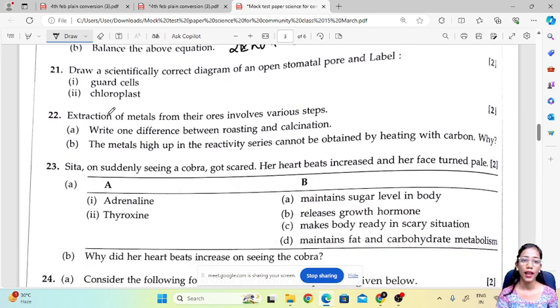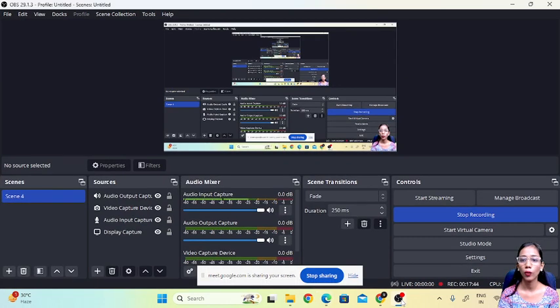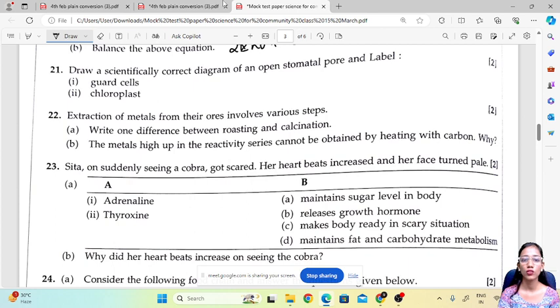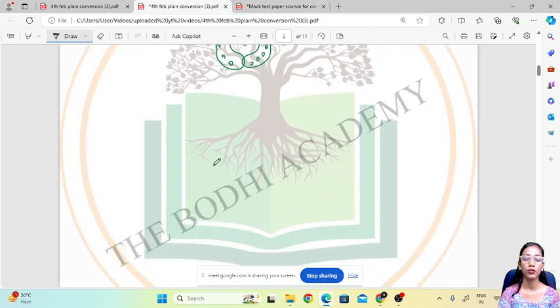Next question. Extraction of metals from their ores involves various steps. Write one difference between roasting and calcination. So you have to write only one difference between roasting and calcination. We know that these 2 methods are used for extraction of metals from their ore. So what is roasting and what is calcination, that we have to write.